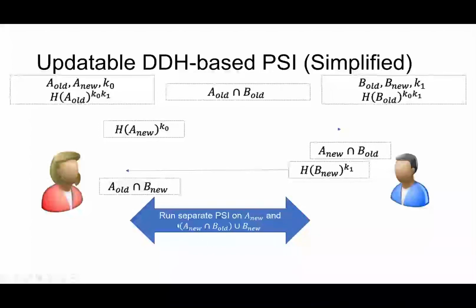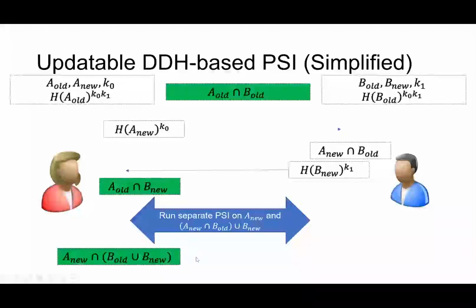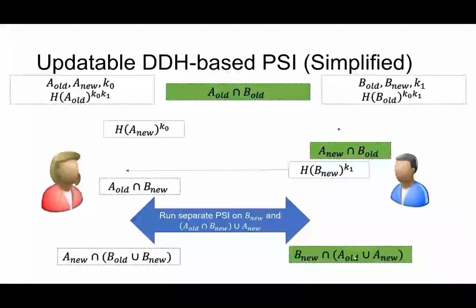The size of this new set will be the size of A new plus the size of B new at most. So this new separate PSI will only incur cost linear in the size of A new plus B new. Now, Alice learns A new intersection with the B set. And similarly, Bob will learn B new intersection with the A set, and they are done. They can combine these two results and get the new intersection.